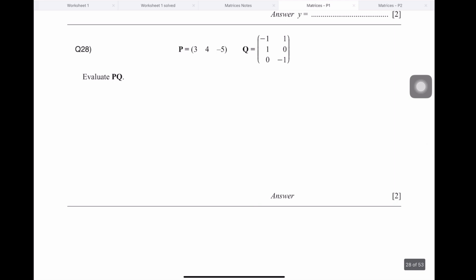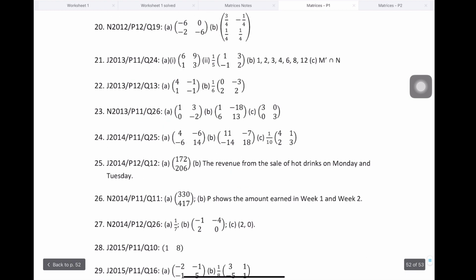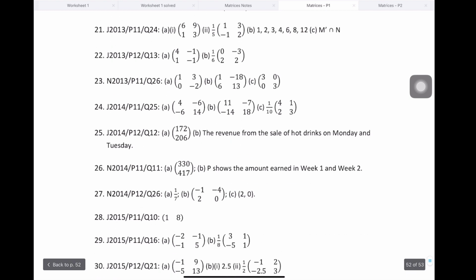Okay, so looks like we have an answer. 1 and 8. Let me check quickly. Yep, 1 and 8 it is. Good job, Iman. Sir, is it in rows or a column? So let me check. It's a row matrix.